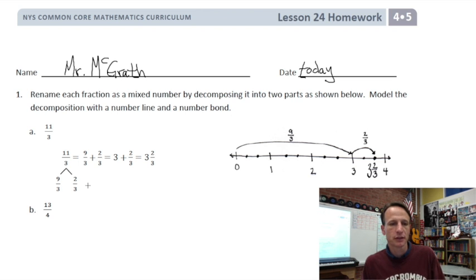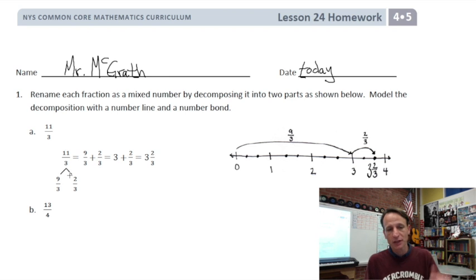Number bond. All right, let's do that. Okay, that was horrible, sorry. All right, 13/4. Let's take a look at our friend 13/4. Now, let's take a moment here. Sorry, let's look at 11/3. All right, so what they do, they took the 11/3 and they said, hey, that's 9/3 and 2/3. Where'd they get that from?